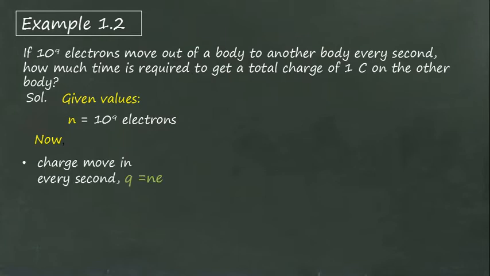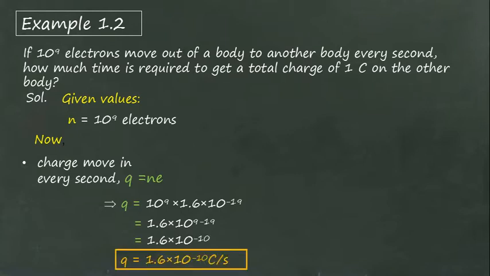Now the charge moved in every second. Q = Ne, where n is equal to 10^9 and e is equal to 1.6 × 10^-19. So Q is equal to 1.6 × 10^(9-19). So 1.6 × 10^-10 coulomb per second.